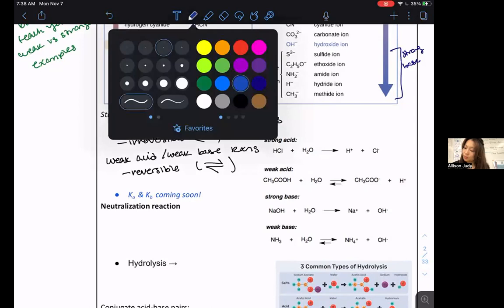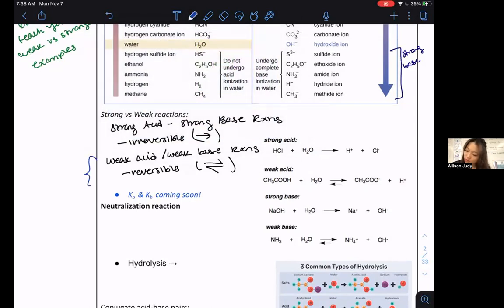And this equilibrium right here is going to have a K value that represents it, right? So Ka and Kb coming soon. All right. Equilibrium means that we are going to be tapping into unit 7 equilibrium. Okay, very soon.